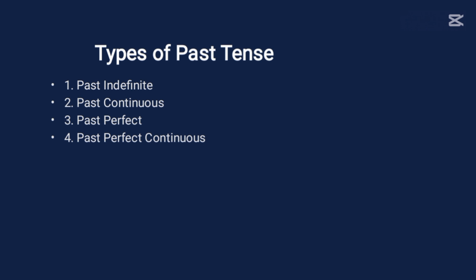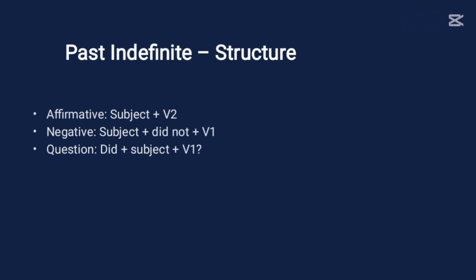So students, these four forms test your verb forms knowledge, helping verbs usage, sentence structure, and time expression understanding. Now let's study each type in detail. The first one is simple past tense. The simple past tense is used to indicate an action completed in the past. It often occurs with adverbs or adverb phrases of past time.